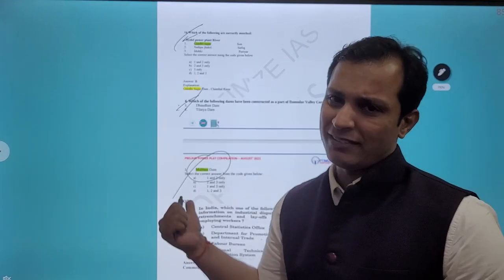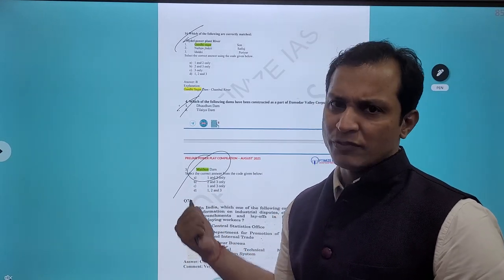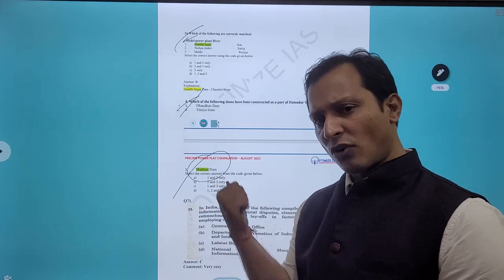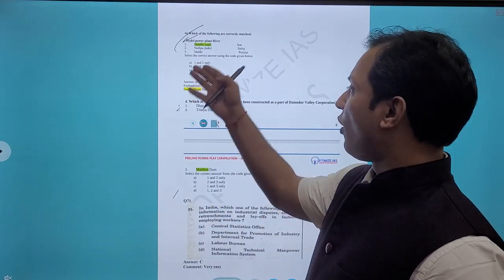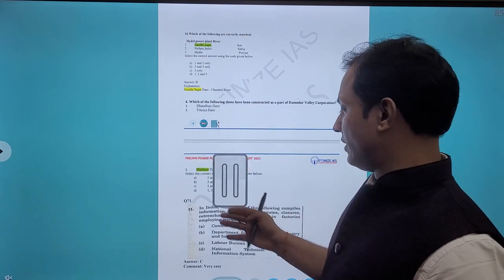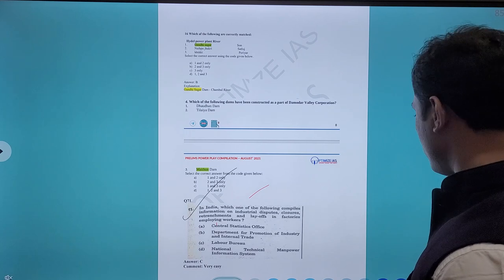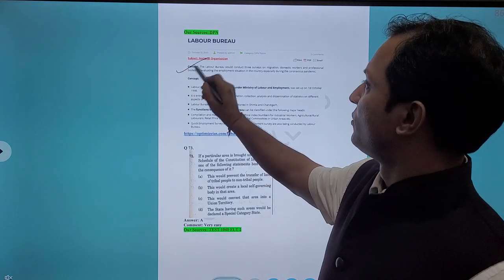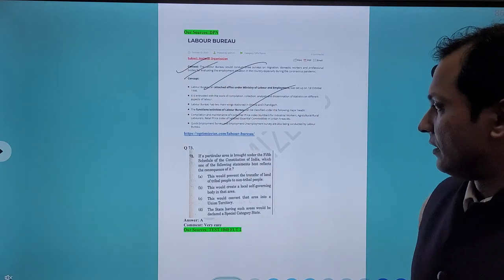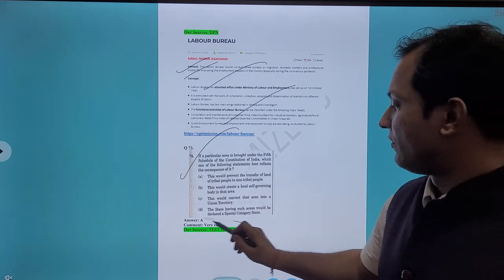Guys, don't you think this is amazing? Don't you think this will help you if you had read this, if you have solved this? Obviously, guys, this is going to help you. Okay. Labor Bureau, very easy. I would not say this is difficult. Labor Bureau also I had covered in the DPA. Guys, fifth schedule, you see, FLT.